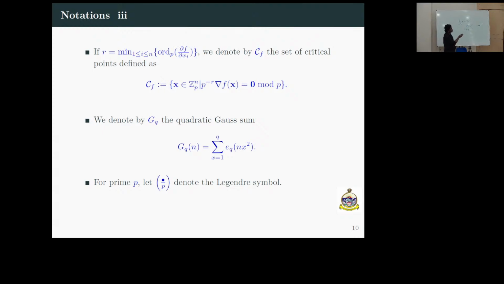And you all know from the number theory course, this is the standard Legendre symbol. If you have any (a/p), this is equal to 1 whenever a is a square modulo p, otherwise this is minus 1.